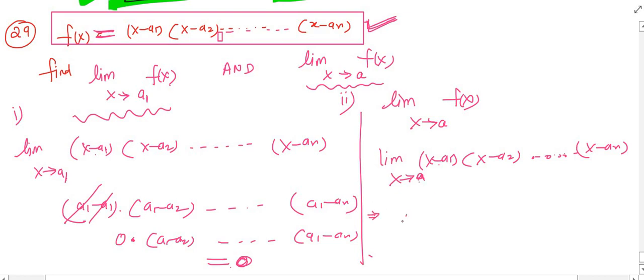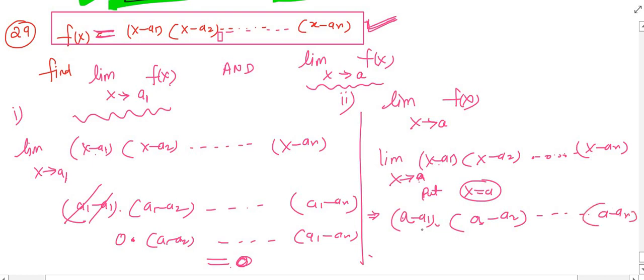Directly let me put a. Wherever x is there, I will put x equal to a. So a minus a1, then a minus a2, correct? X is a here. A minus a2 up to a minus an. And this is the only answer: a minus a1, a minus a2, then a minus a3 and so on up to a minus an. So this is my final answer. You have to try on your own.